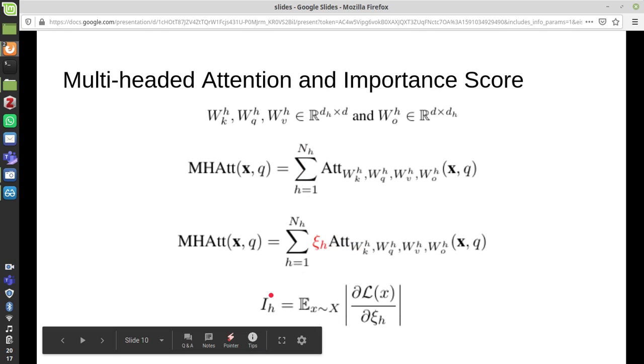And I think it's very natural to define the importance of a head by the expected change in the loss function after we shut it down.